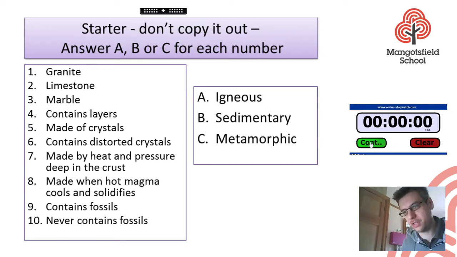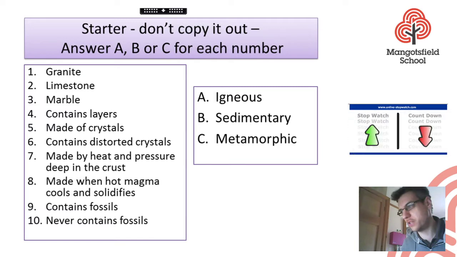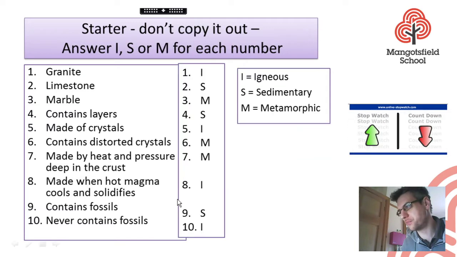And so yeah, let's have a look at this starter quiz. Let's go through the answers. All right, here we go. Granite is an igneous rock. Limestone is sedimentary. Marble is a metamorphic rock. Sedimentary rock contains layers, so 4 is sedimentary. Number 5 is igneous rock.